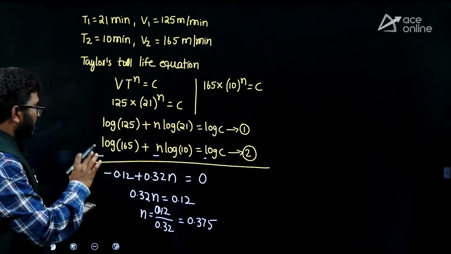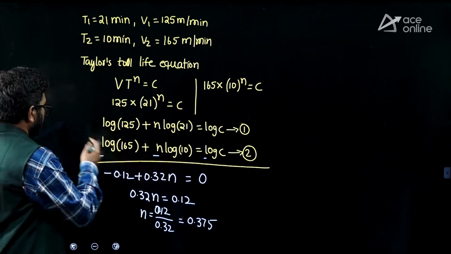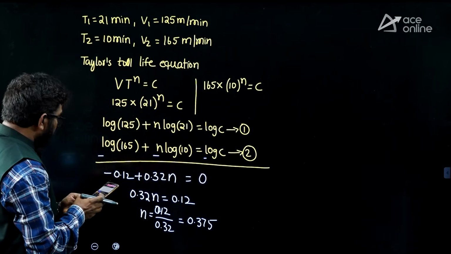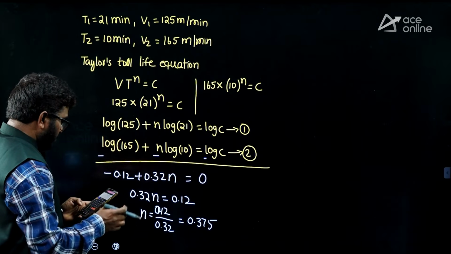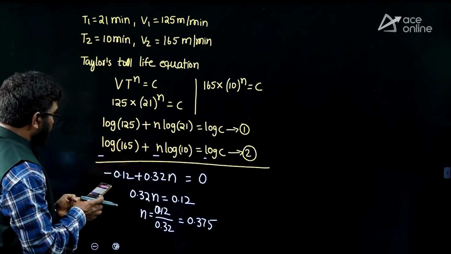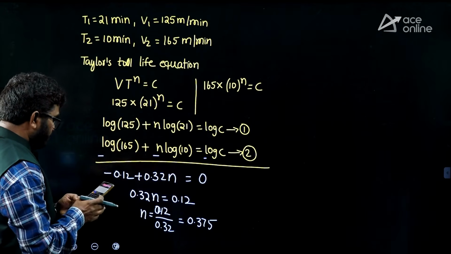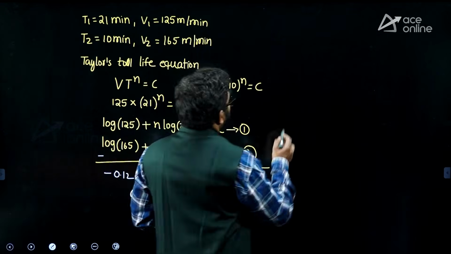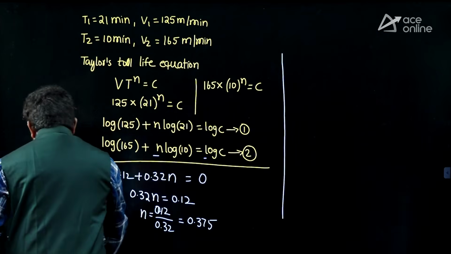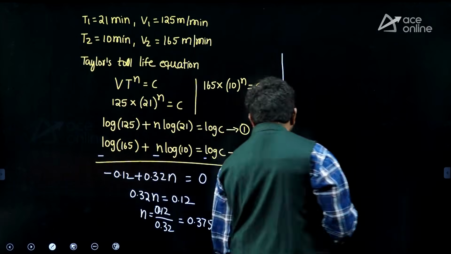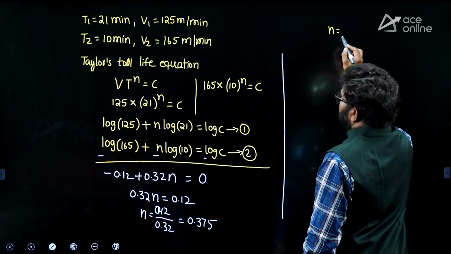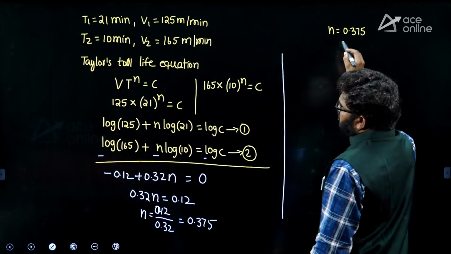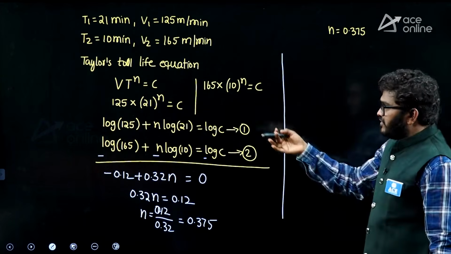Once again I will cross check, I have a doubt here. Log 125 minus log 165, yes, 0.12. Next, log 21, yes, 1.322. Correct, 0.375. Now the n value I got from the equation is 0.375. I'll substitute this n value in any one of these equations, either first or second.